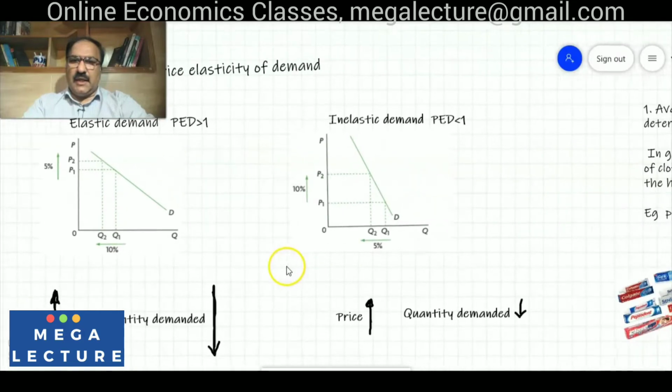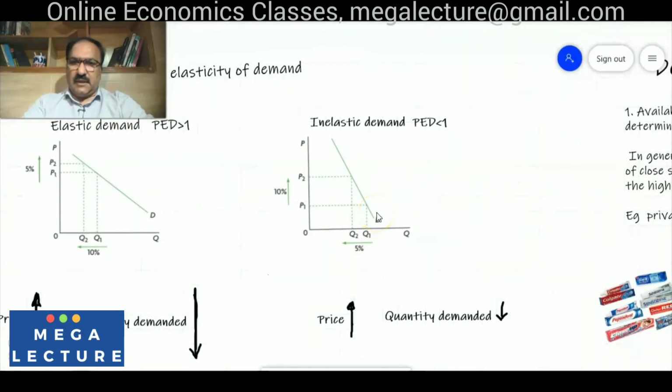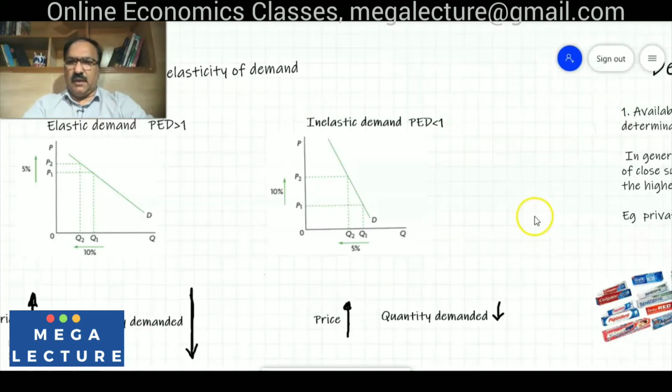Right? On the other hand, when we talk about inelastic demand, where price elasticity of demand is less than 1, here you can see that a greater proportionate increase in price has caused a lesser proportionate change in quantity demanded. So we claim that demand is less responsive to change in price. Right? So what are the factors that will determine that demand for a particular product will be elastic or inelastic?